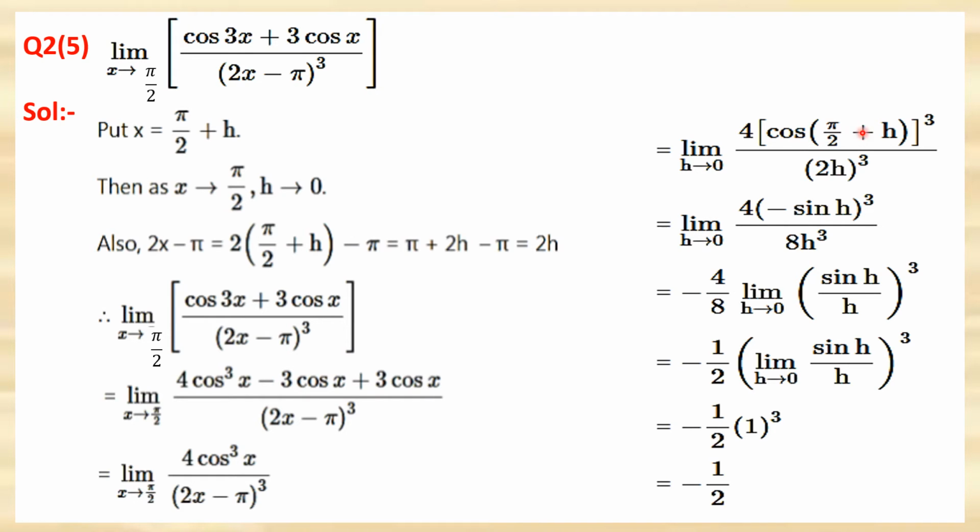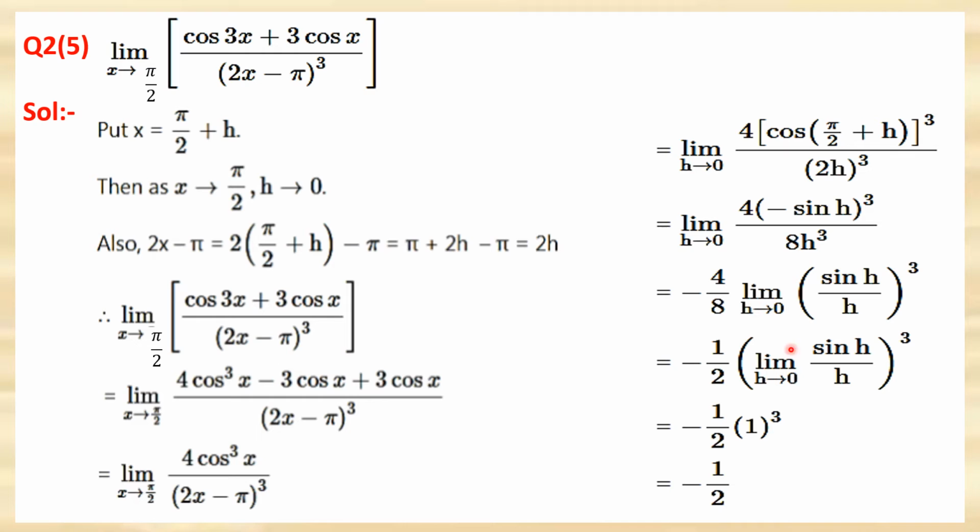That is, pi by 2 plus h is in the second quadrant, where cos (pi by 2 plus h) is equal to minus sin h. Because in that quadrant cos is negative, so minus sin h the whole cube upon 8h cube. 2 into 2 into 2 is 8, h into h into h is h cube. So minus 4 upon 8 is taken out as it is the constant. So minus 4 upon 8 will become minus 1 by 2.